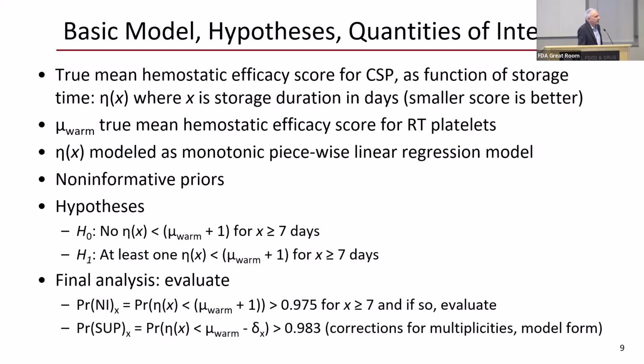If that is met, then there is a gated superiority hypothesis that has a more stringent criterion of 98.3% posterior probability, and it also has a requirement for superiority that's denoted by the little delta of X, which is required to maintain type 1 error control for the superiority hypothesis because of the monotonic assumption that's built into the model. Again, that parameter is determined through simulation.